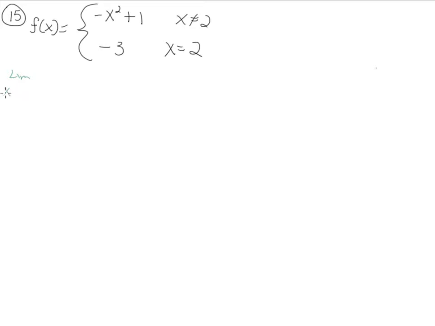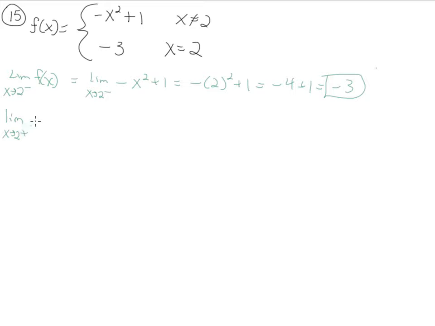Number 15, I got a polynomial and a constant function, so it's continuous everywhere except at the point of the split. So I'm going to check the function for the limit from the left and limit from the right of 2. With the limit from the left of 2, I'm going to use the top equation, which will end up with the answer of negative 3. And then the limit from the right is also the top equation. Therefore, that will give us the same answer of negative 3.